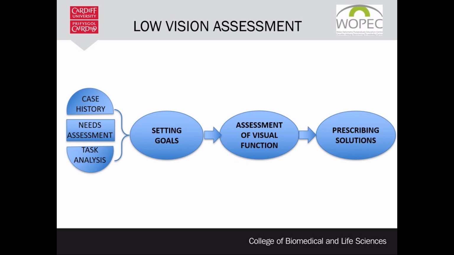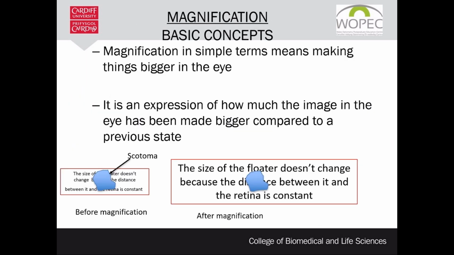If you have been following us, we have learned so much over the last few lectures, and now we are at the last stretch of the journey, which is prescribing solutions. One type of solution we can use in low vision is to prescribe magnifiers. We have all heard about magnification before. To most people, it means making things bigger, which is a good point to start from.